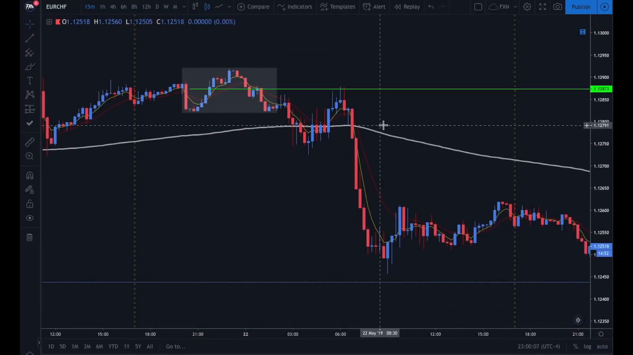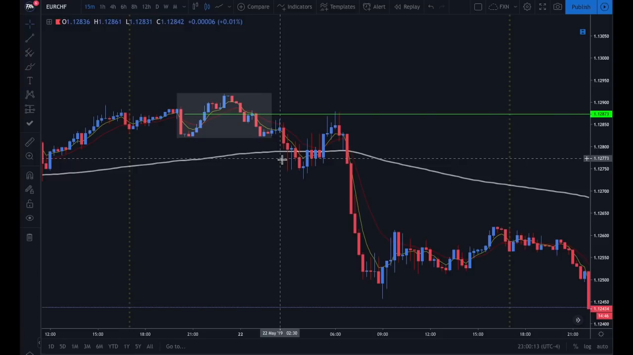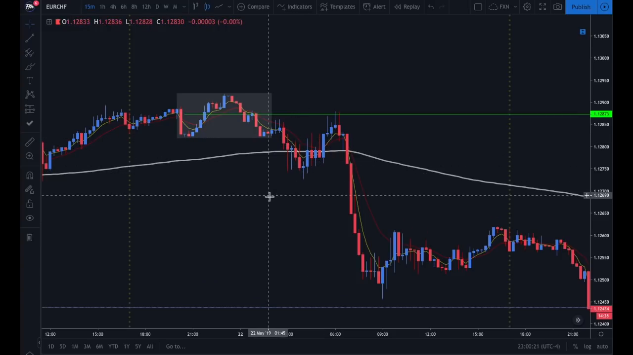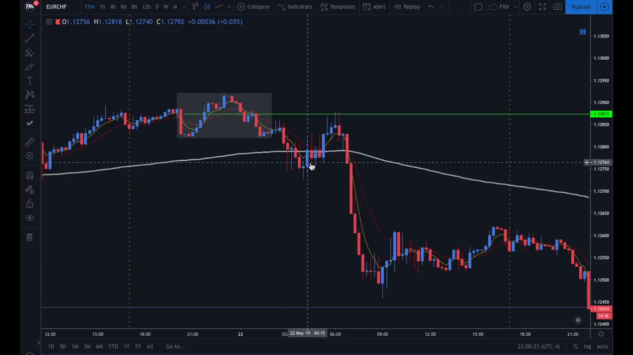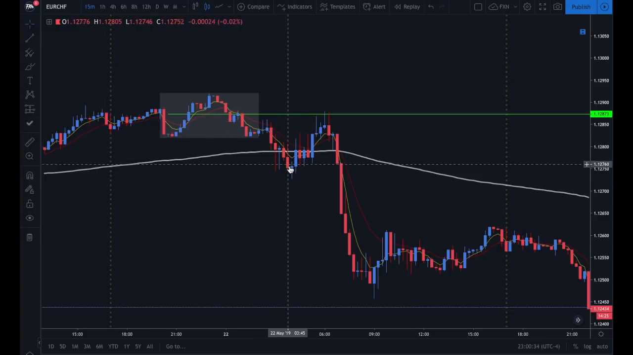Euro Swiss is very interesting because after the Asian range, they came down and did almost exactly what happened with, let's say, Euro USD and Euro JPY, where they were tagging the 200 EMA, right? So some of you, if you were watching this, could have fallen for this trade as a buy.